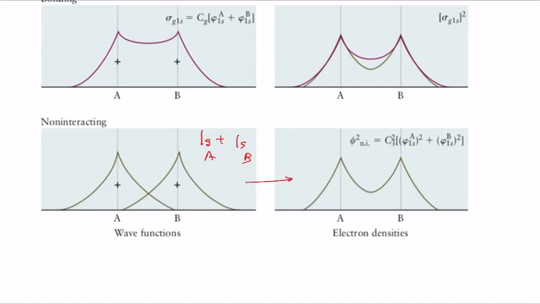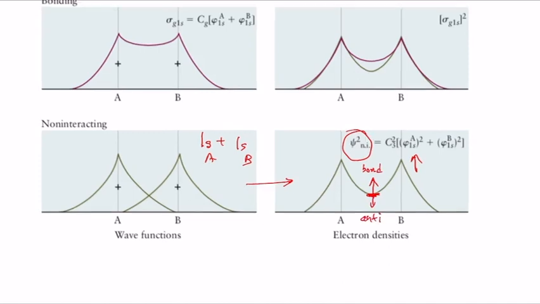Then, when I calculate the probability density, so I'm squaring, we see that I have the 1 sigma s from A squared and the 1 sigma s from B squared, and we get this interaction term, okay? This interaction we get because they're pretty close. However, we know that if we get more electron density, we will have bonding. If we have less electron density, we will have anti-bonding. So let's see what happens next.